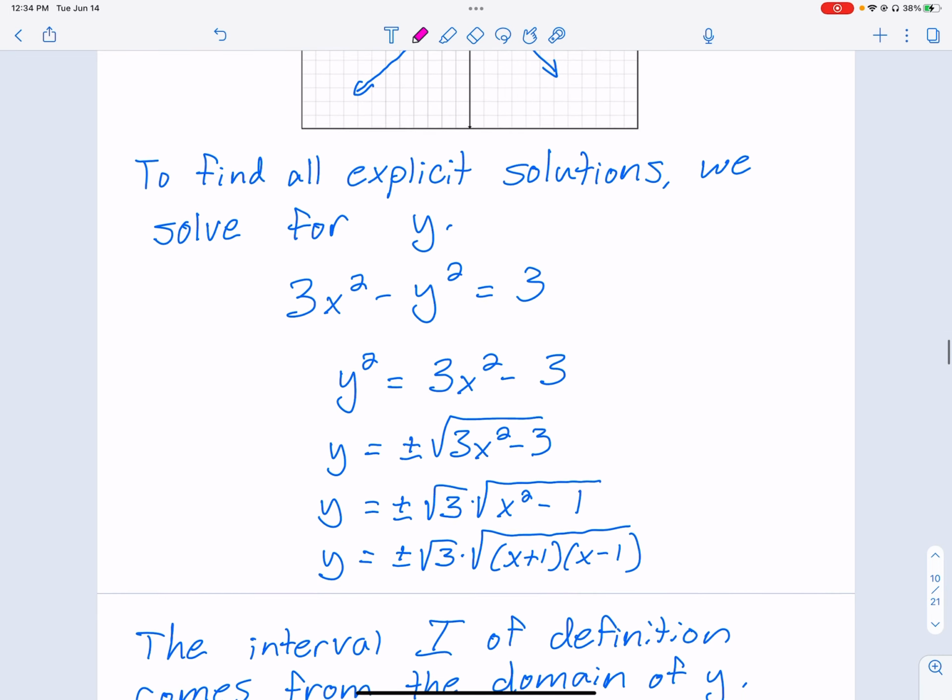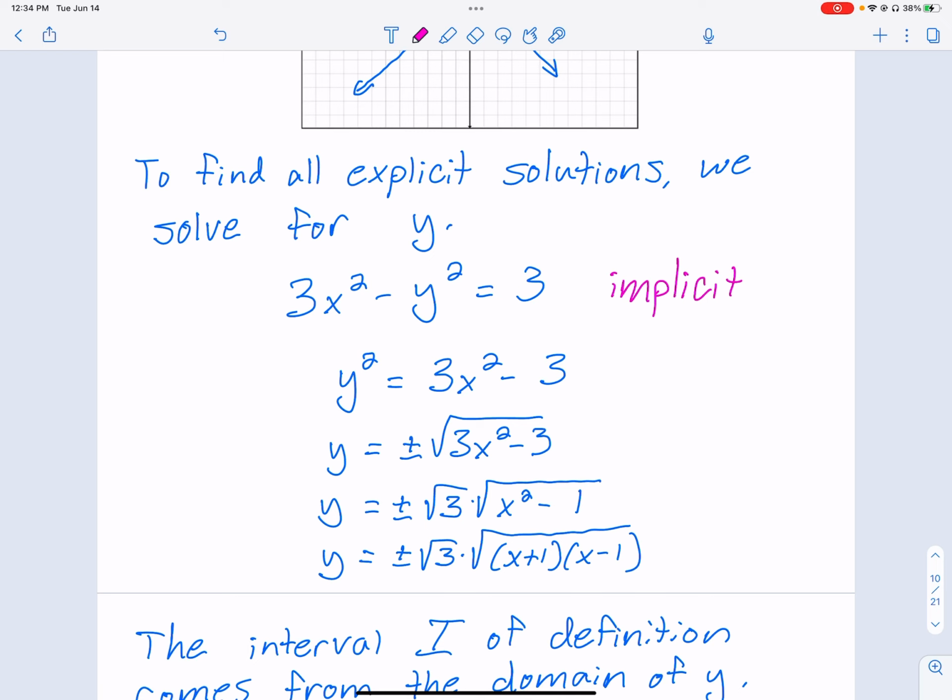So to find all explicit solutions, we're turning this implicit equation into an explicit one, right? We're just going to solve for y. We added the y squared over a minus 3. That's what we got here. Then we took our square root and introduced our plus or minus.